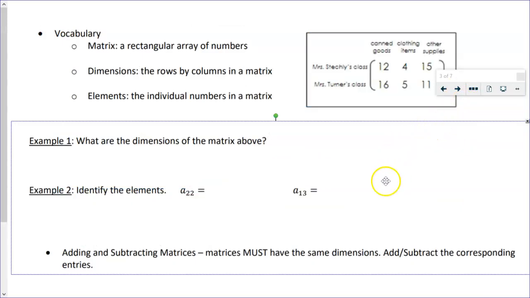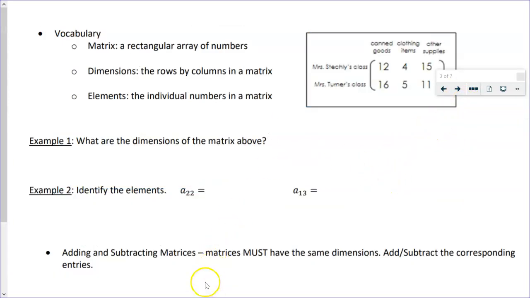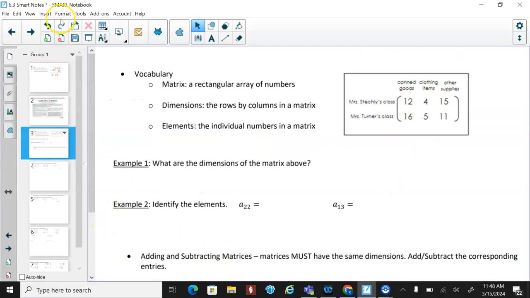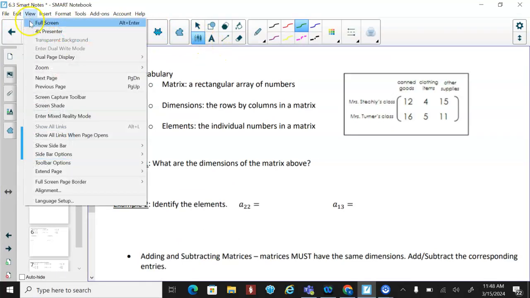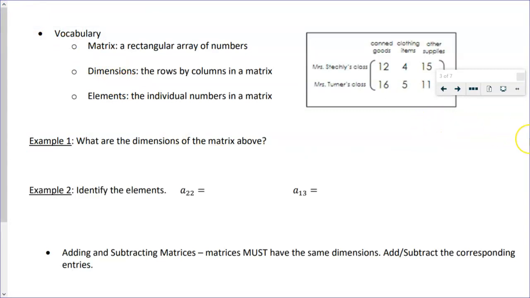All right. So right here, I have also reposted that matrix. Now, the first question asks, what are the dimensions? So we already said that the dimensions are 2 rows by 3 columns. Okay, so 2 rows by 3 columns. The rows will always come first.